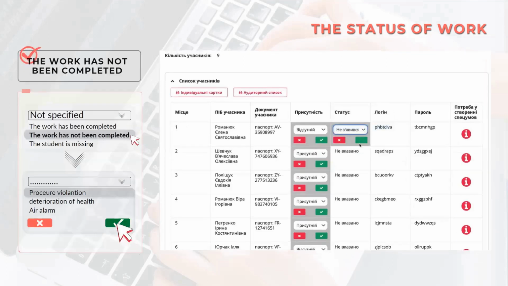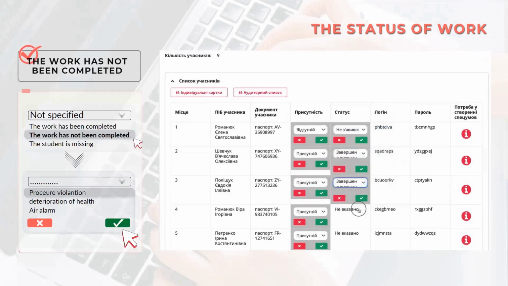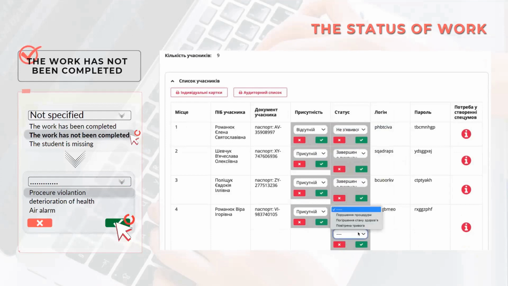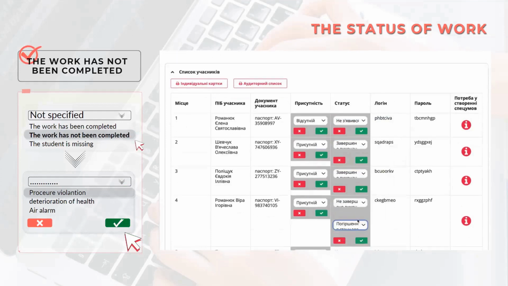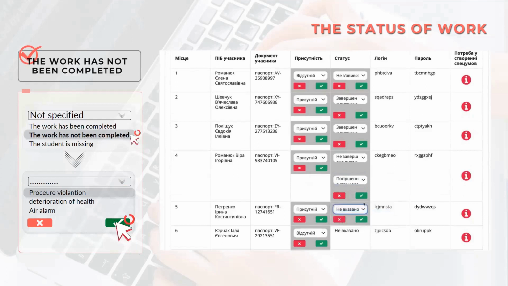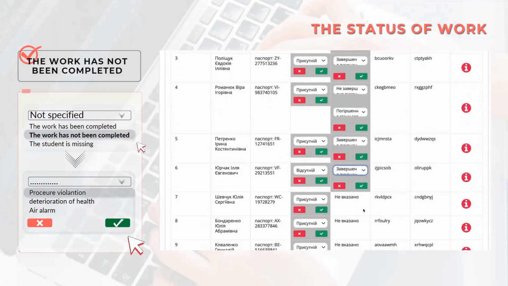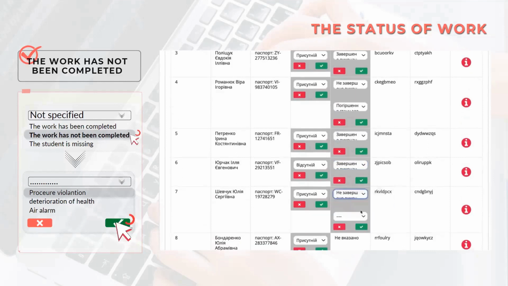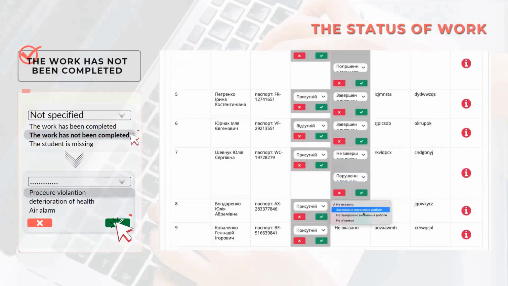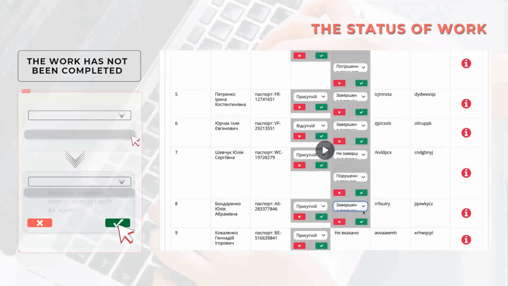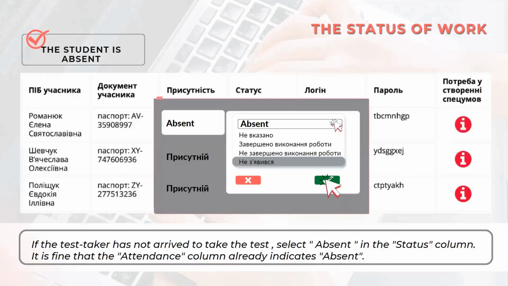If the test taker was present during the assessment but has not completed the work due to certain circumstances, prolonged air alarm, violation of the testing procedure, deterioration of health, select the status "the work has not been completed," and be sure to indicate the circumstances that were an obstacle for the test to be completed. If the test taker has not arrived to take the test, select absent in the status column. It is fine that the attendance column already indicates absent.